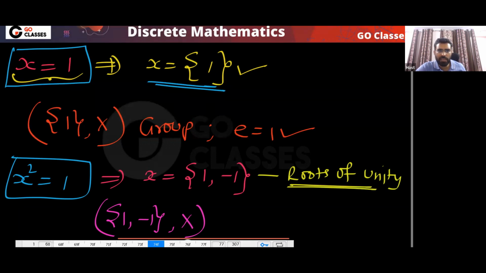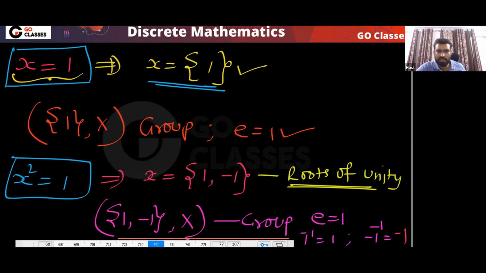So tell me, is this a group? Yes, this is also a group, right? What is the identity element? The identity element is 1. What is the inverse of 1? The inverse of 1 is 1. What is the inverse of minus 1? The inverse of minus 1 will be minus 1.